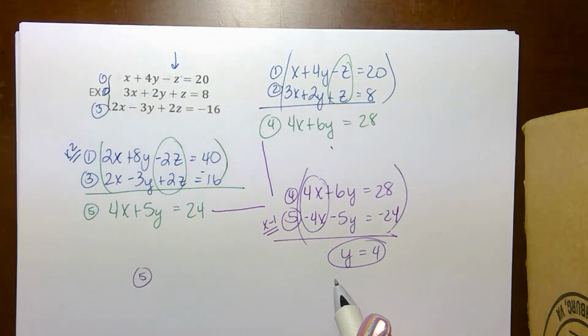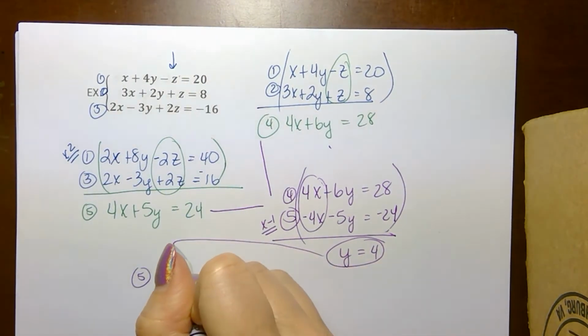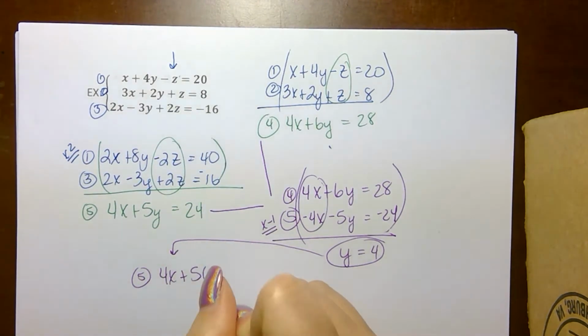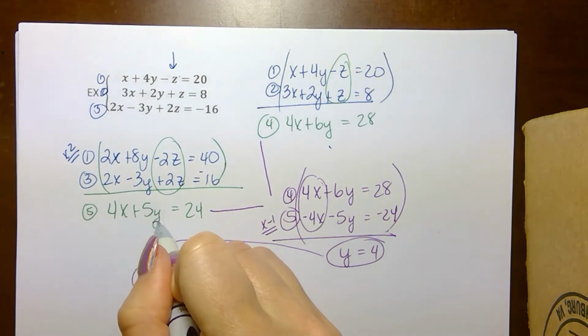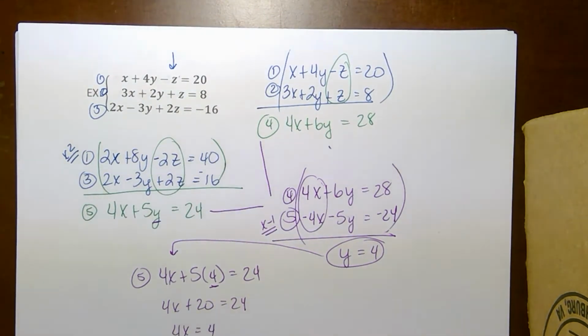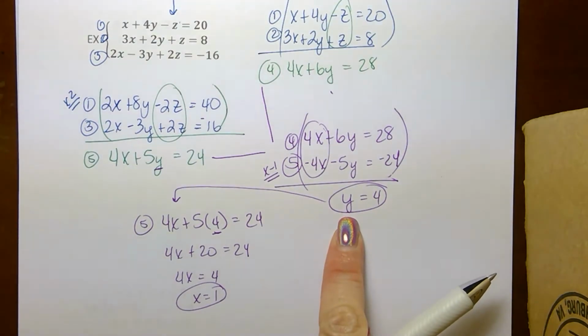Let's plug into 5. So we're going to come over here, and we're going to say 4x plus 5 times 4, because y is 4, equals 24. So I have 4x plus 20 equals 24. 4x equals 4 when I subtract 20 from both sides. So x is 1. Now I know x and I know y. I have to solve for z.